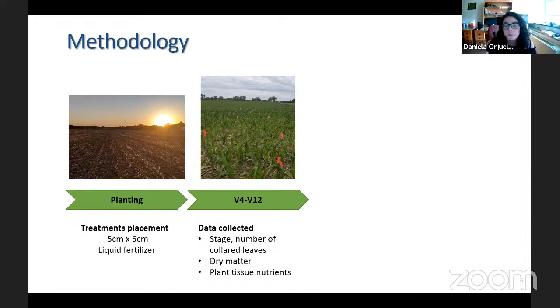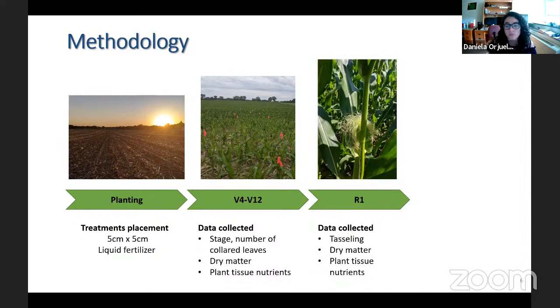For the data collection, we did early sampling. We want to follow the growth stage and how the plants were growing in dry matter accumulation across the season. So we sample around every 10 days in each plot, each field, to get data from around V4 to V12. We collect and record the total number of collar leaves. At each sampling date, we collect whole samples to get dry matter accumulation and do the plant tissue analysis.